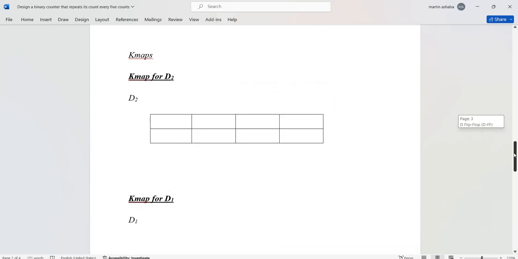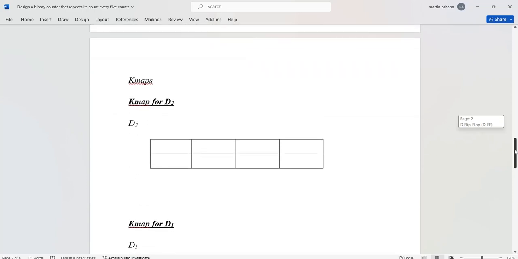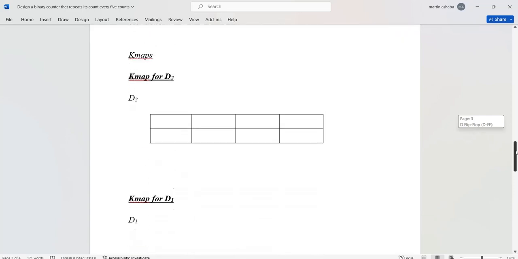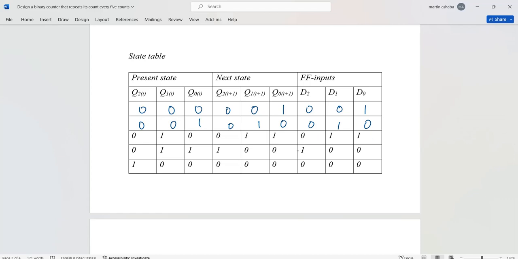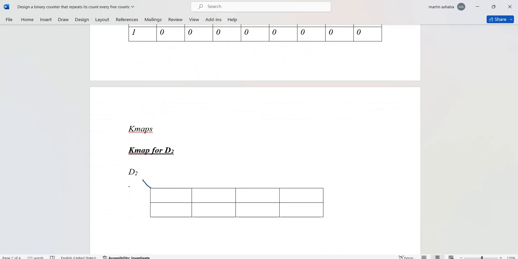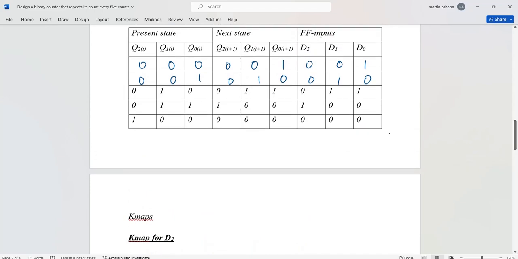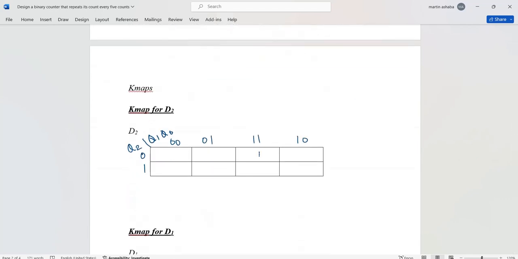Let's now look at the K-maps. K-maps are going to help us generate the values that we are going to input at, for example, D2, D1, and D0. So let us look at D2. D2 only has a 1 at where? At the value of Q2, Q1, Q0 equal to 0, 1, 1. If we are drawing our K-map, we begin with Q2, then Q1, Q0. So here is 0, 0, 0, 1, 1, 1, 1, 0, then we have 0, we have 1. We have seen that D2 is having a 1 at 0, 1, 1. So we go to 0, 1, 1, and we put our 1.